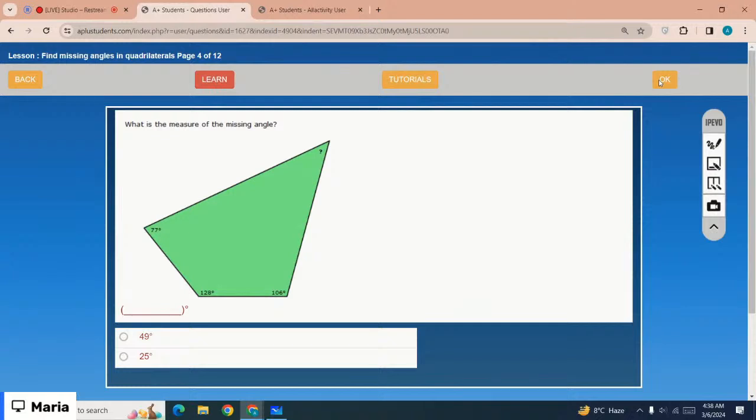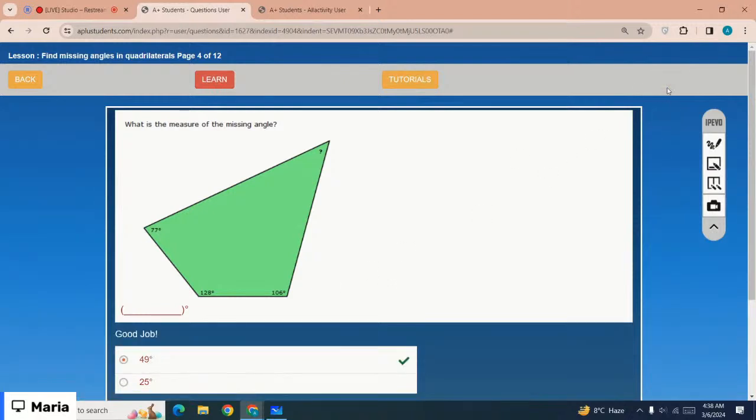What is the measure of the missing angle? Okay, that is 106, 128, 77. Their sum is 311, and 360 minus 311. So the correct option is, yes, that is 49 degrees. Option number 1 is the correct option.